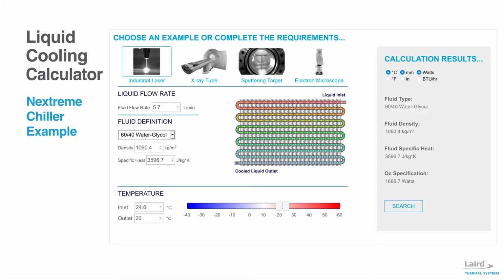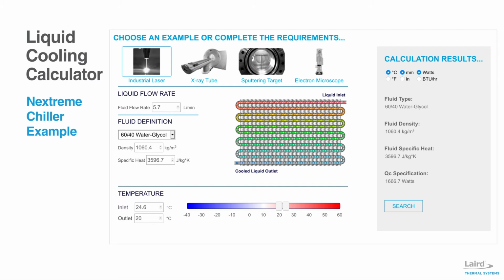The cooling fluid is a 25 to 35% Dow frost, which is a propylene glycol. From the options available, a 60-40 water glycol would be the most accurate. This results in an inlet temperature of 24.6 and an outlet temperature of 20, meaning that the temperature differential, or the delta T, will be 4.6 degrees.